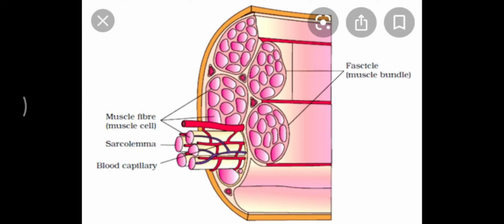Now each muscle fiber is formed of myofibril or myofilament. This myofibril or myofilament has alternate light and dark bands, and that is why the striated muscles or skeletal muscles are also known as striated. The light band is formed of the protein actin, and it is also called the I band. When you expand I, it becomes isotropic band. The dark band is made up of myosin and it is also called the A band. When you expand A band, then it is anisotropic band.